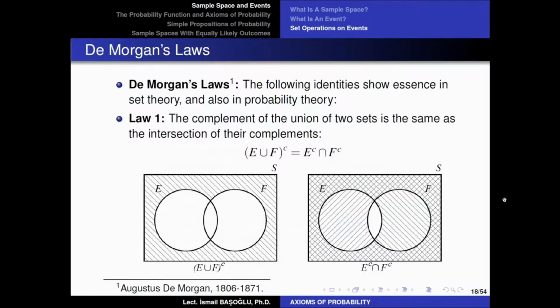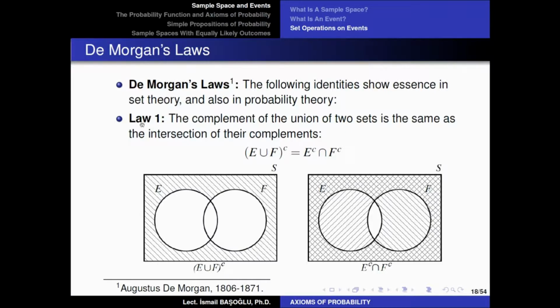Now, at this point, we are going to talk about the De Morgan laws. There are two laws of Augustus De Morgan, who lived in the 19th century. These two laws are very practical formulations that we can utilize in probability calculations, which we are going to see as a part of this chapter. These laws are basically defined in set theory, but because events are defined in the form of sets, they can also be utilized in probability theory.